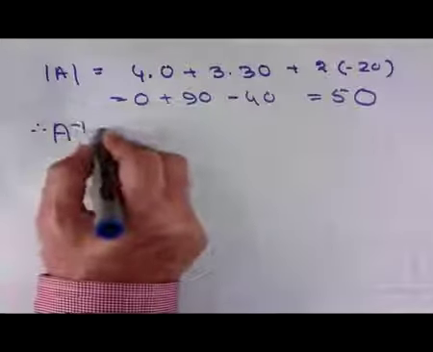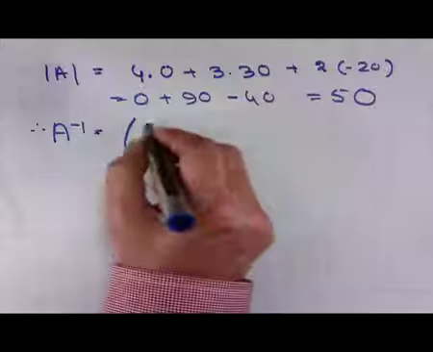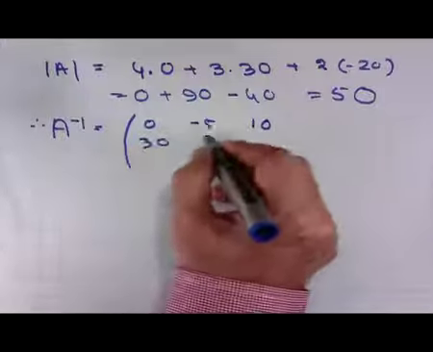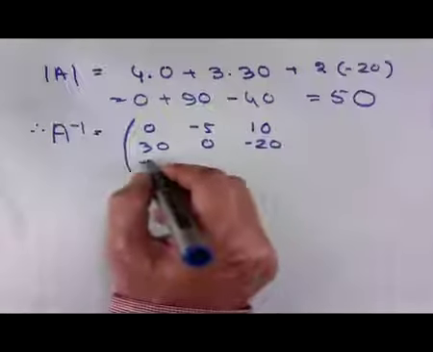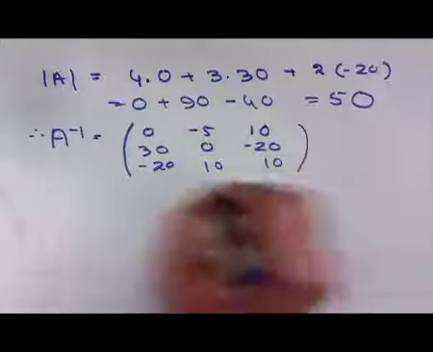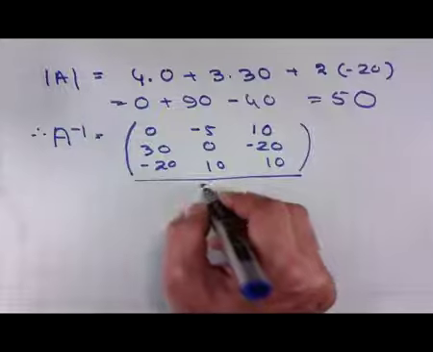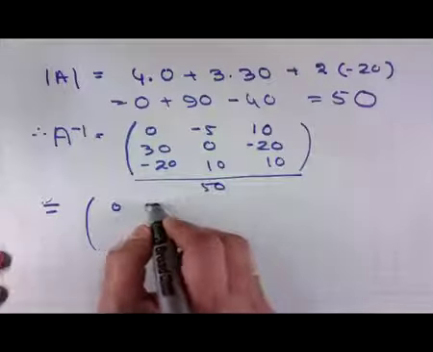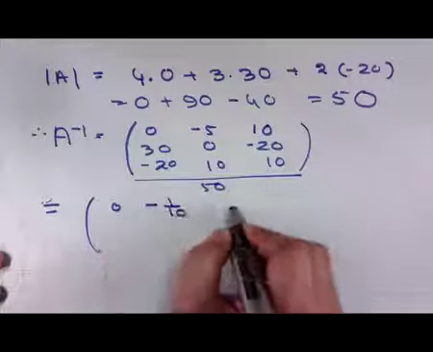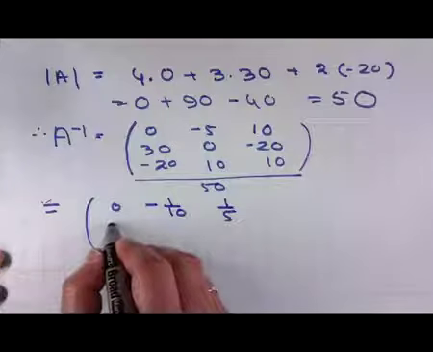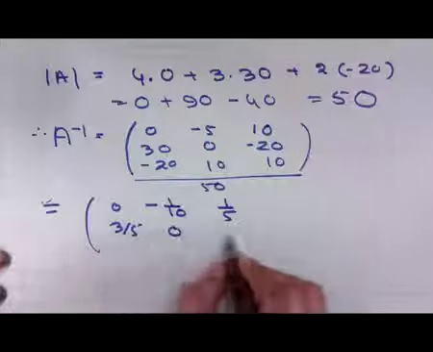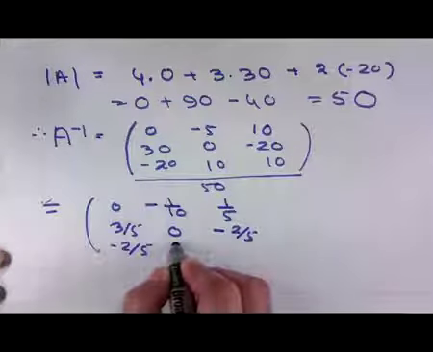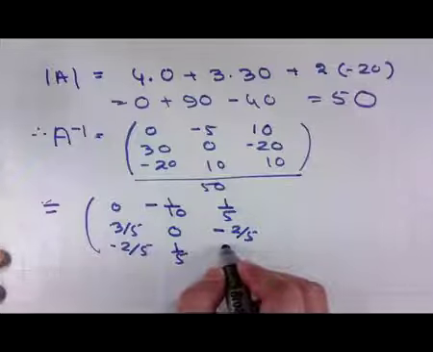Therefore, A inverse is equal to [0, -5, 10; 30, 0, -20; -20, 10, 10] divided by 50, which is equal to [0, -1/10, 1/5; 3/5, 0, -2/5; -2/5, 1/5, 1/5].